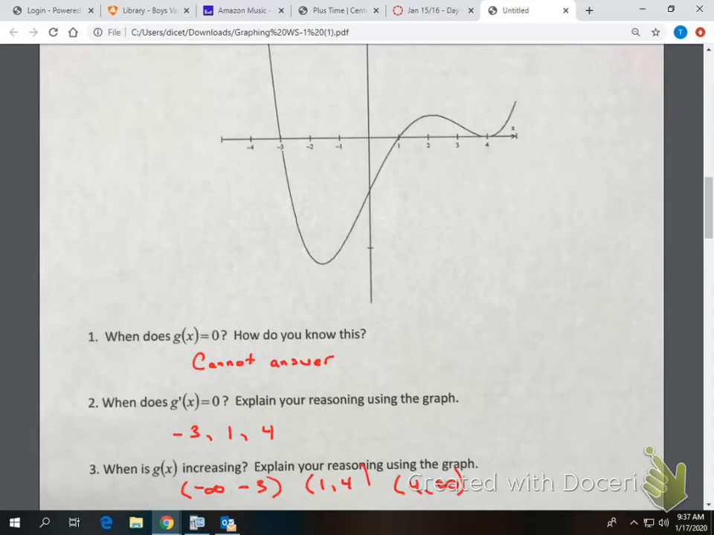When does g of x have a relative minimum? Ms. Horde, I'm making you answer it. What do you think? Okay. Well, it has to be at one of the zeros. She's right, because that would be where your derivative is 0. So that would be a horizontal tangent. I think it's at 1. That's correct. Everybody write x equals 1 for number 4.